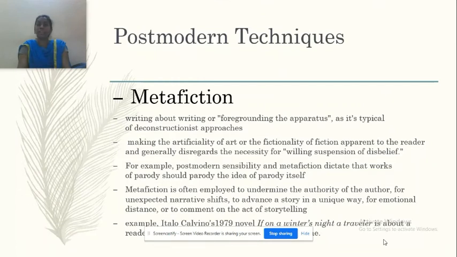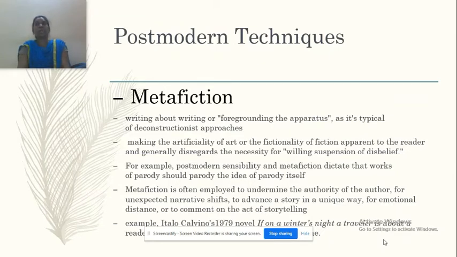And then we have metafiction. From the word itself, you could find that meta means beyond fiction. How the fiction is narrated, how the fiction is formulated. It questions, it parodies, or it is a critic of its own medium, how the fiction is written by the writer, which can be undermined. It undermines the authority of the author himself because it disregards the necessity for willing suspension of disbelief. It narrates how the fiction is created in the fiction itself.